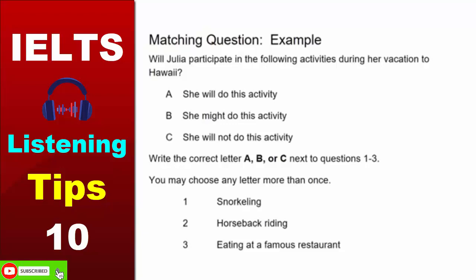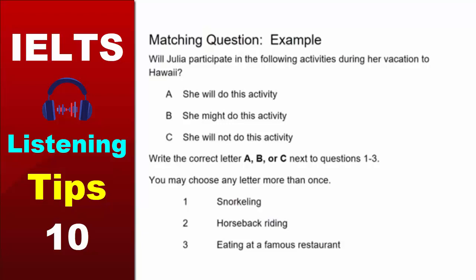We have a basic question up towards the top there. You see it says, will Julia participate in the following activities during her vacation to Hawaii? And then we get a list of choices. Sometimes these choices are in a box, sometimes just a list like this one. And our choices are A, she will do this activity, B, she might do this activity, or C, she will not do this activity.